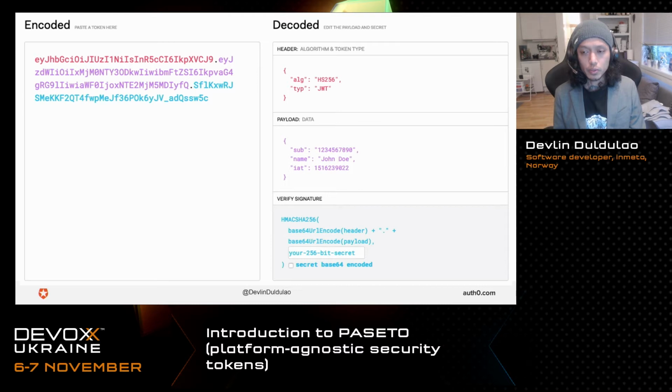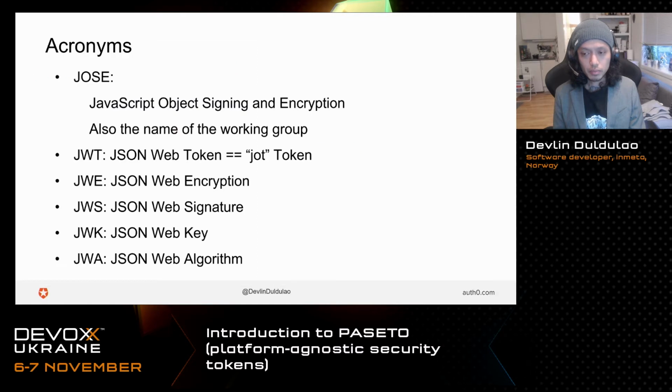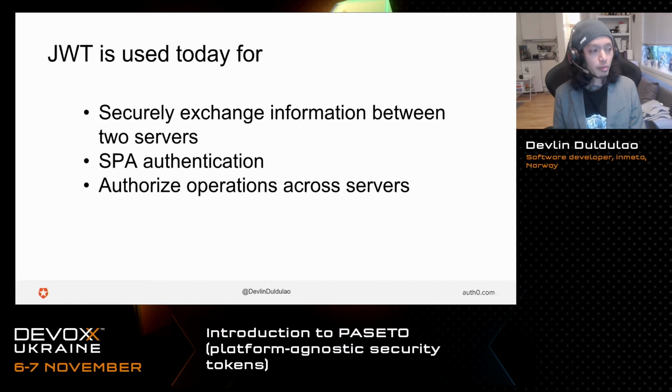Of course. So next, JWT is used today for securely exchanging information between two servers and for single page application authentication and authorized operations across servers. And we have acronyms for this.